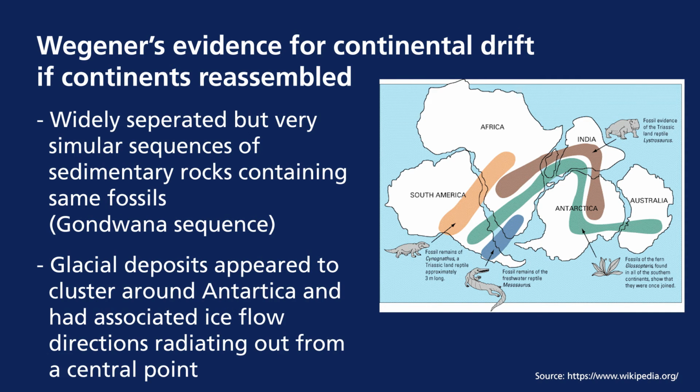He also noticed that glacial deposits appeared in Antarctica, and these were associated with ice flows which create land ridges radiating out from a central point.